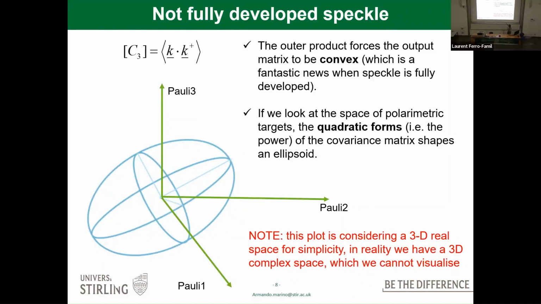And I plotted this on a fake base. So this is a three-dimensional real base of axes. In reality, it's not like that. In reality, each one of these is a complex number, so there is not one line, there are two, so it's six-dimensional. But if I try to plot this here, I will make a ridiculous of myself and you won't understand anything. So I keep it simple by being real.